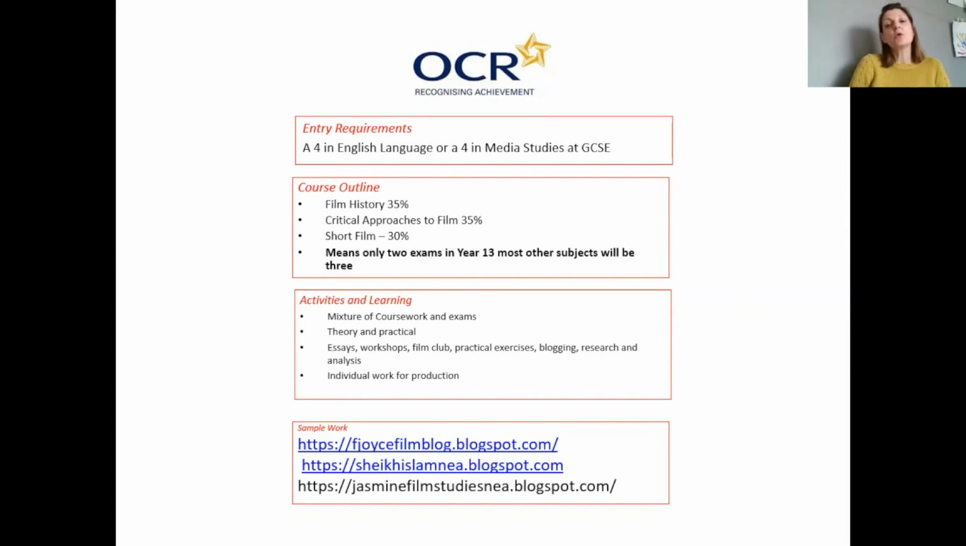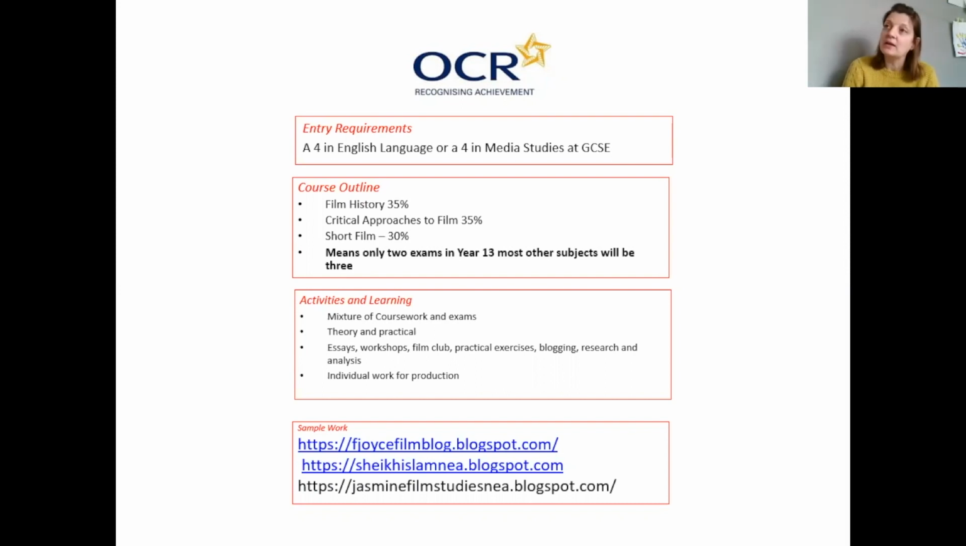Along with that, there is also a production element. I've say short film there. You don't actually have to make the film if you don't want to. I know that some students maybe feel that their strength is in their academic writing and their ability to find meaning in text and to analyse, and that's also fine.